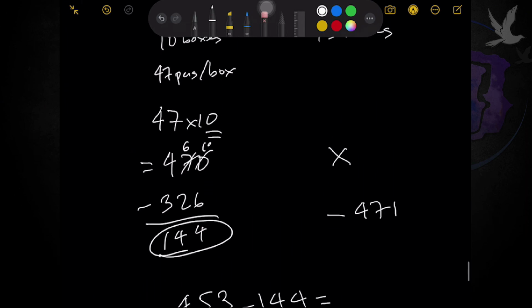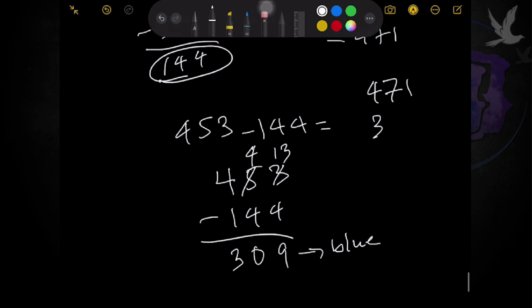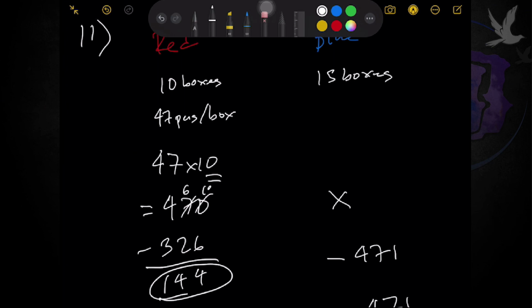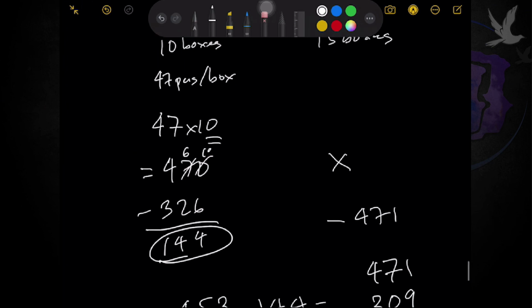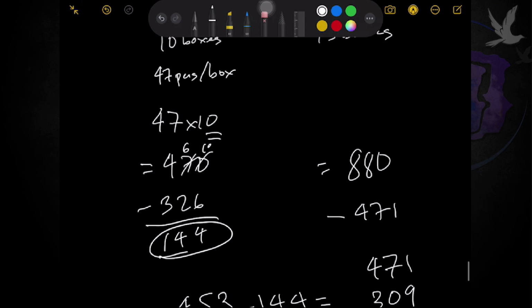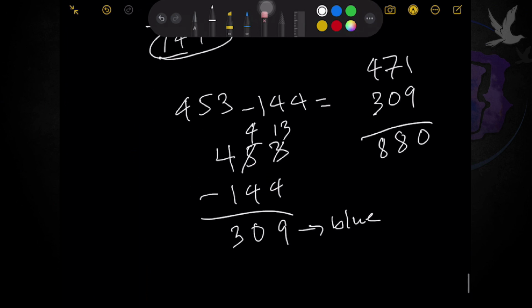Okay. So, ibig sabihin, if you're going to add 471, yung tinanggal natin kanina, plus the 309, this will basically give us 880 original number of items, no? So technically here we can say that there's a total of 880. Okay, question. Find the number of blue pens Uncle Ron had left.